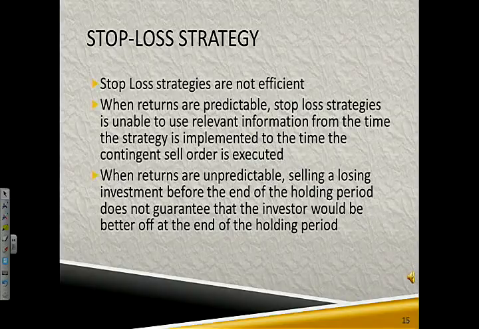When returns are predictable, stop-loss strategies are unable to use relevant information from the time the strategy is implemented up until the time where the contingent sell order is executed. When returns are unpredictable, selling a losing investment before the end of the holding period doesn't necessarily guarantee that the investor will be better off at the end of the holding period.